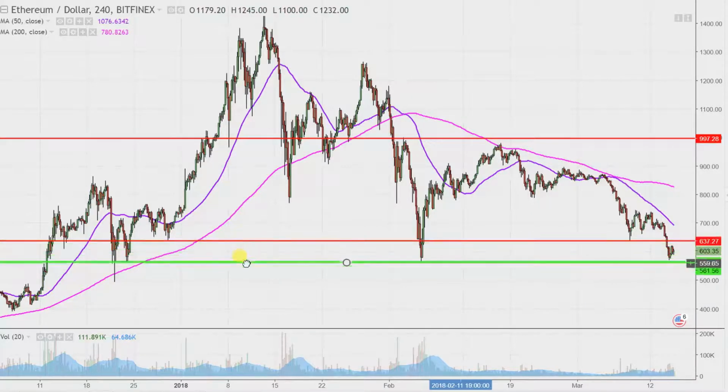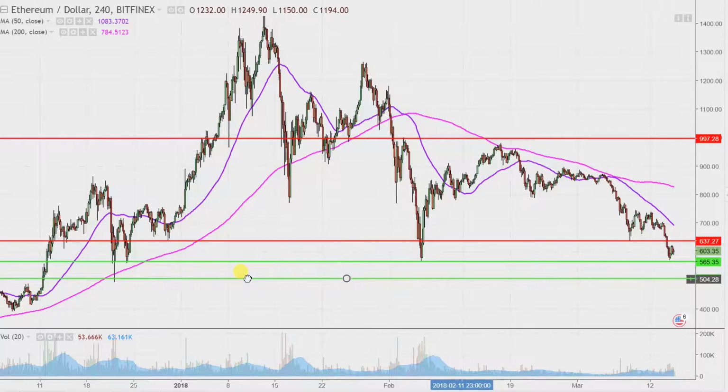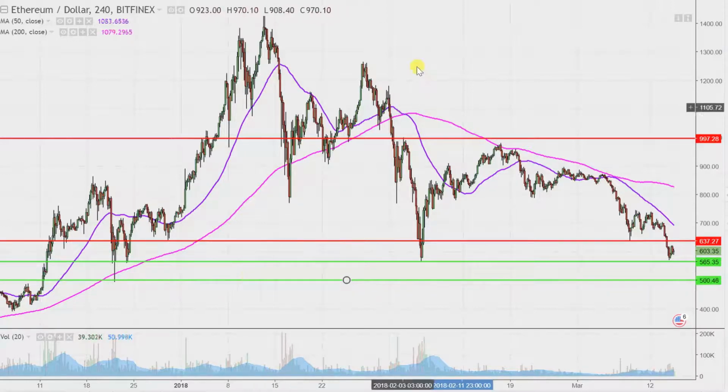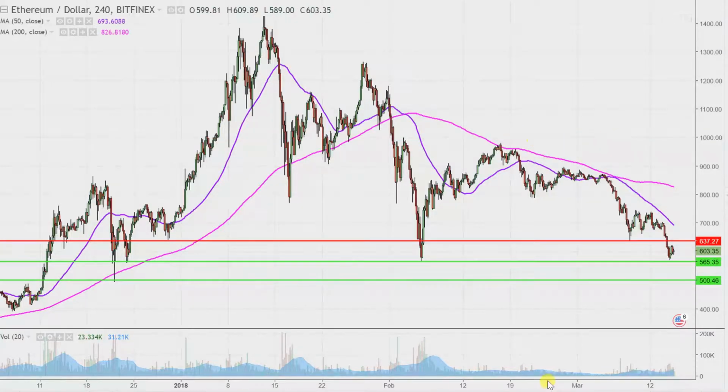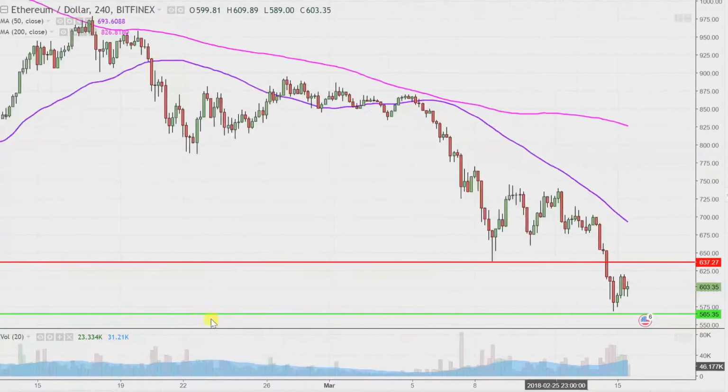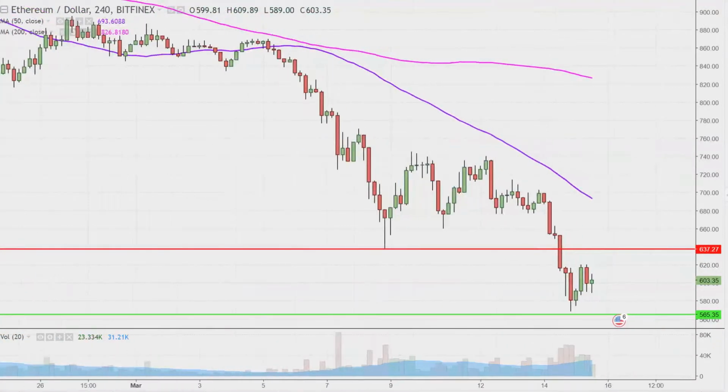So in the event, like I said, 565 doesn't hold, the next level of support is not until down around that $500 mark, and there's an annotation from a while back. So that is where the chart currently sits. Crazy move today. I didn't realize that the price was flirting with such lows that hadn't been seen for such a long time, but we'll see if the bulls can step up and start to consolidate the price or not.